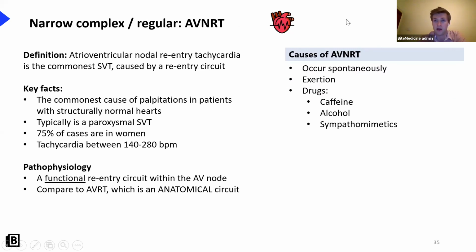AVNRT, so this is where I would definitely drop your pencils and listen, because this is a little bit complicated, but if you follow along, it should make sense. Atrioventricular nodal reentry tachycardia is the commonest SVT aside from atrial fibrillation and flutter. It's the commonest cause of palpitations in patients with structurally normal hearts, however, and is much more common in women than men. Unlike flutter, where we expect the tachycardia rate to be around 150, give or take, it's a much wider range there. So you can go from 140 all the way to 280 ventricular rate.